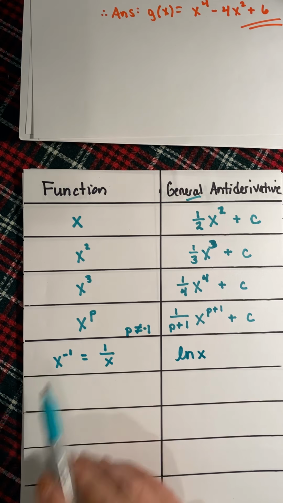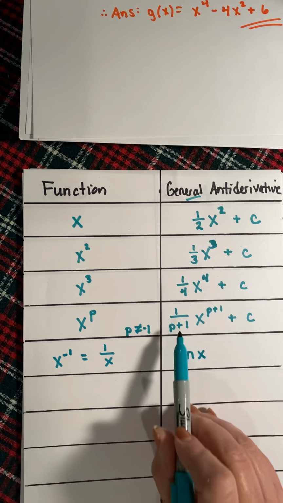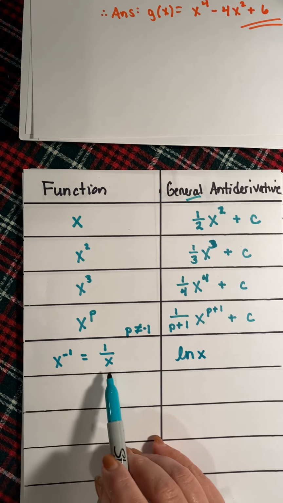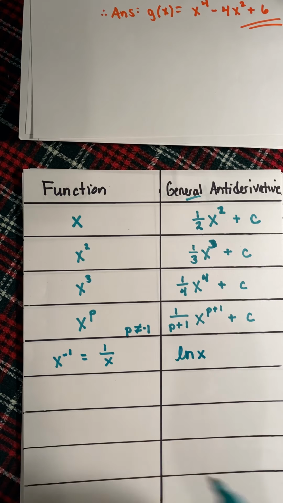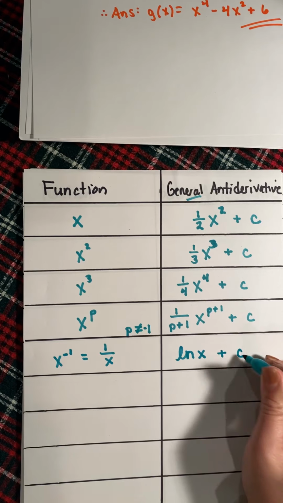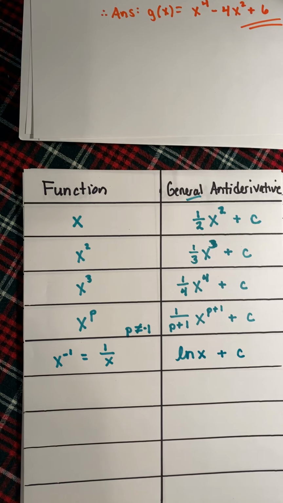So for any power except for -1, we add 1 to the power, we take the reciprocal of the power out front. If the power is -1, which is equivalent to 1 over x, the antiderivative is the natural log of x, because the derivative of the natural log of x is 1 over x.